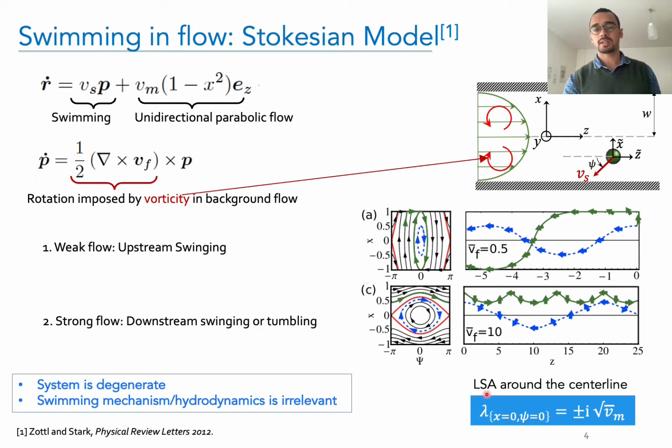This was backed by a simple linear stability analysis around the center line, which shows that the eigenvalues are imaginary. So what we find is that the system is degenerate, and also that the swimming mechanism is irrelevant here, because the system just needs the speed. But both of these things will change if we deviate from the ideal Stokesian model, which is the motivation of the work.